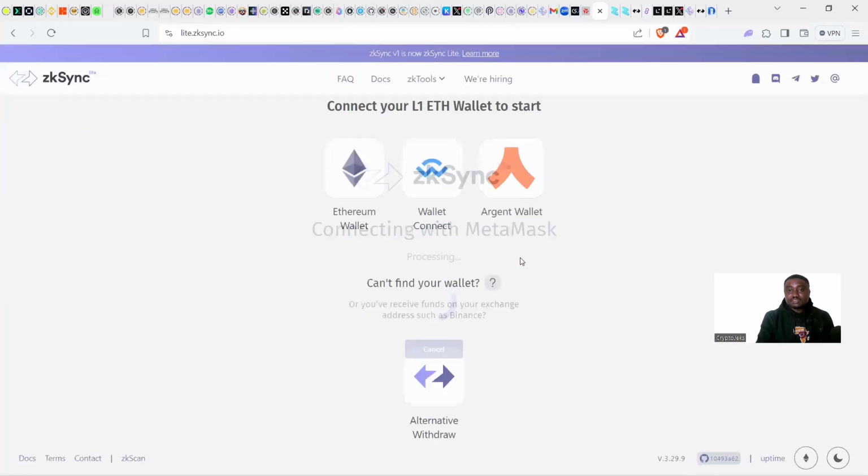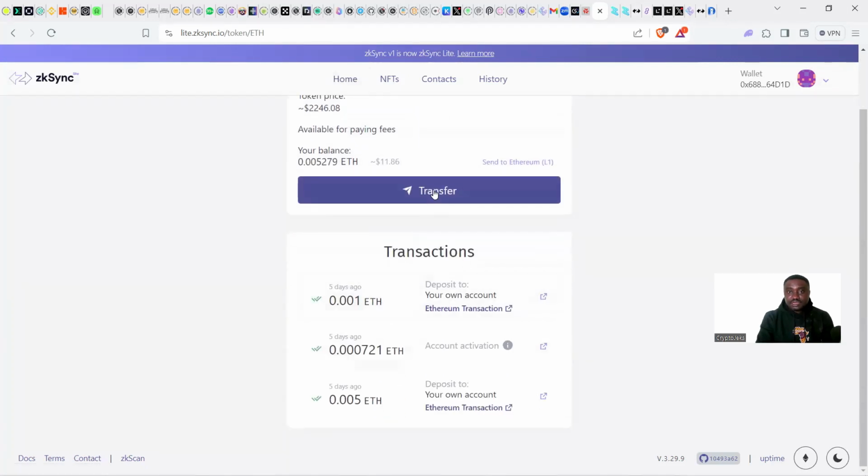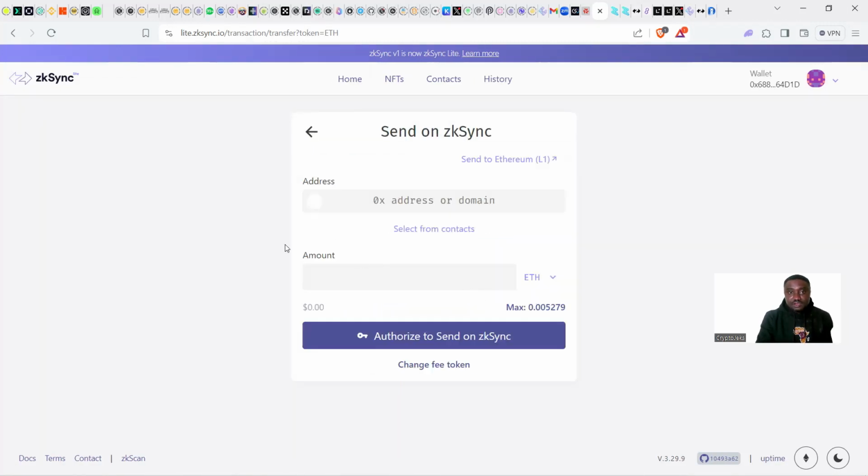Once you have your MetaMask connected, if you don't have enough ETH, you can simply top up, add some ETH, and just create a transfer. When you create this transfer, you can transfer some ETH from the Ethereum mainnet to Zksync Ethereum. I already did this before, so I don't want to do it again.